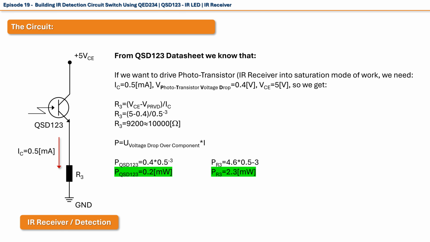Now, the logical question is, why is the resistor not placed before the phototransistor in the circuit? If you know why, pause the video, leave a comment, and then proceed, because we will explain this right now.